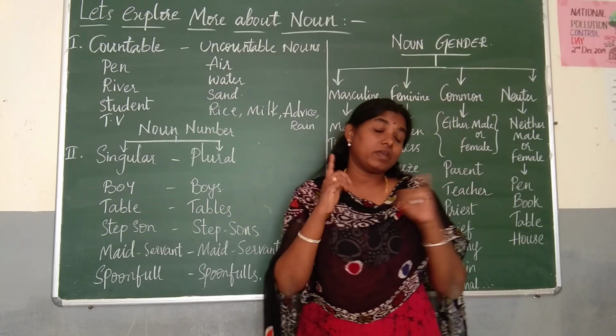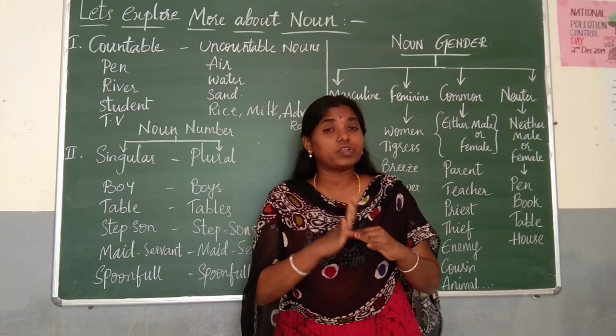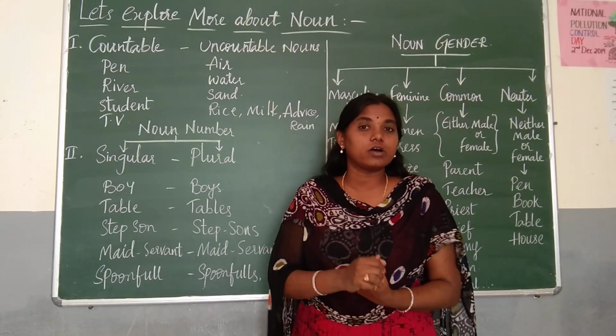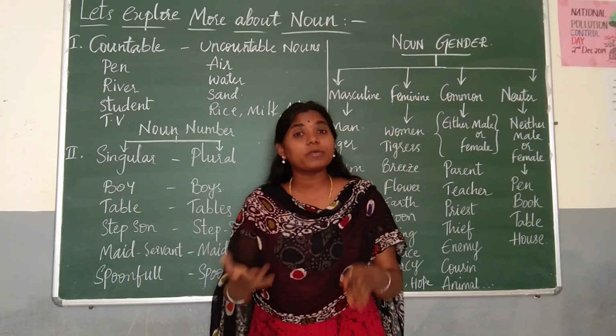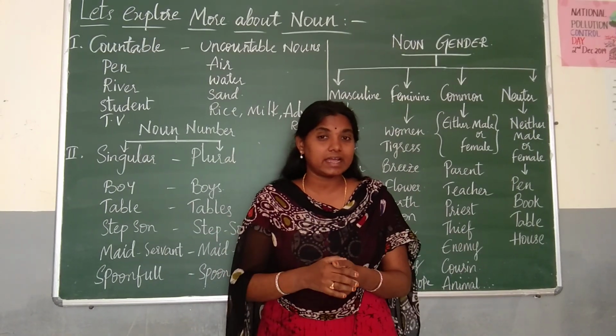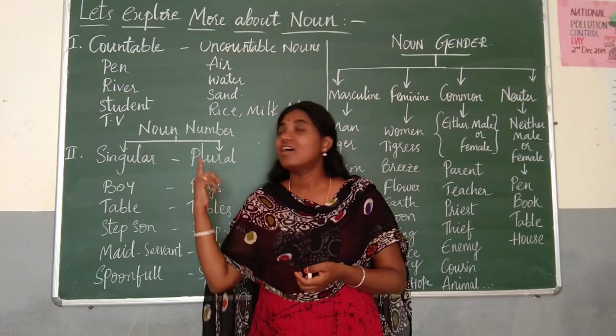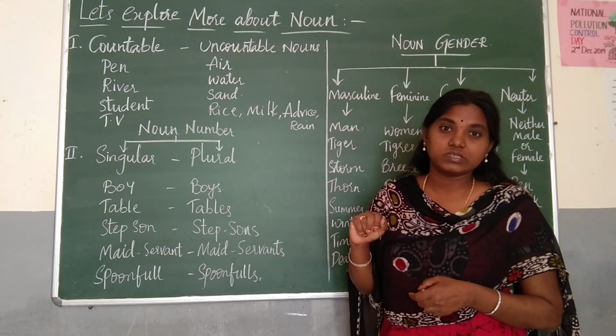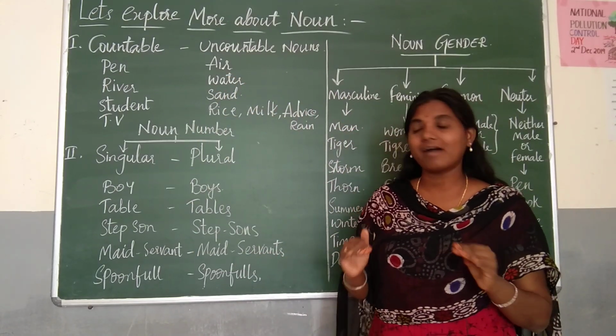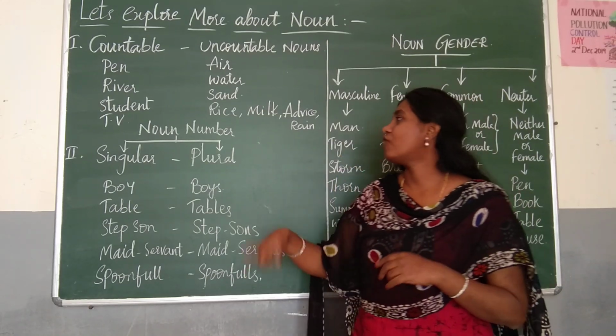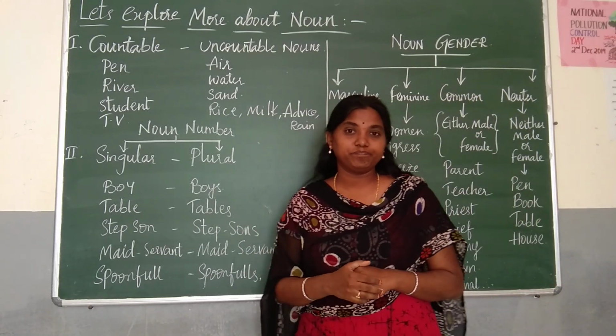Those nouns which can be counted like 1, 2, 3, 4, 5 are all countable nouns, and those nouns which cannot be counted like 1, 2, 3, 4, 5, 6 all come under uncountable nouns. I hope I am clear so far. Okay, let's quickly move on to noun number.